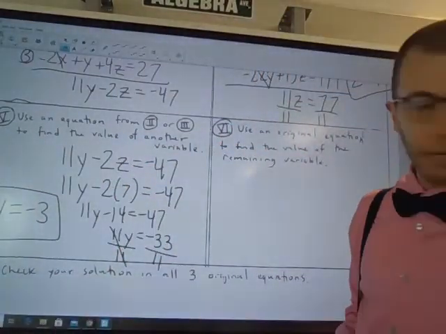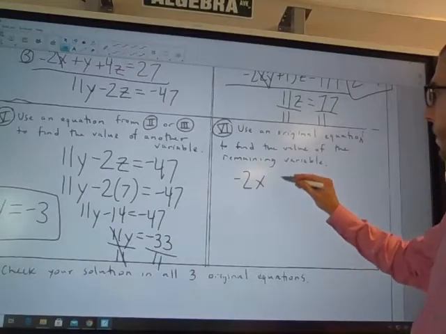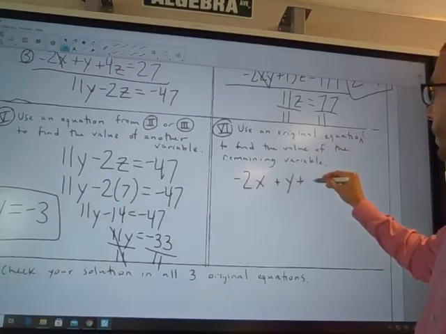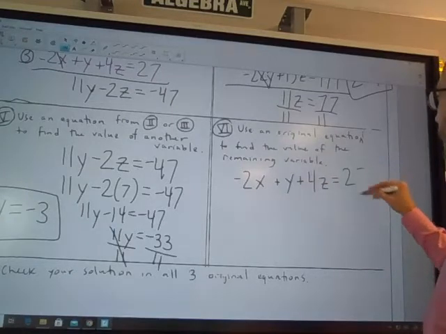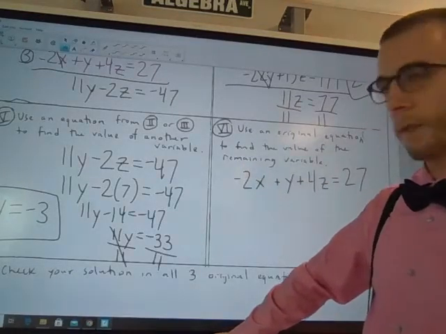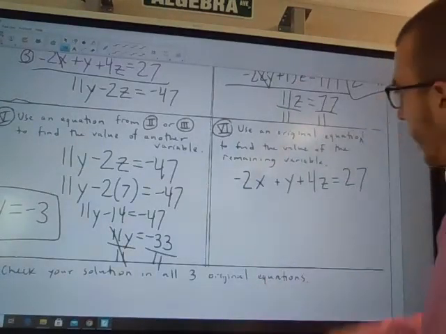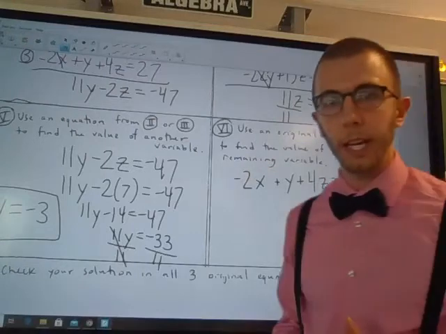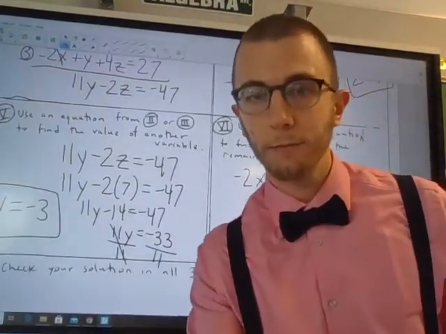Okay, I'm going to use equation number 3, which is negative 2x plus y plus 4z equals 27. And since I know what y is equal to, and I know what z is equal to, I can substitute those values in their correct places and then solve for x.